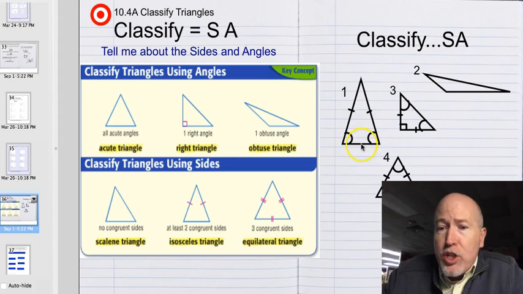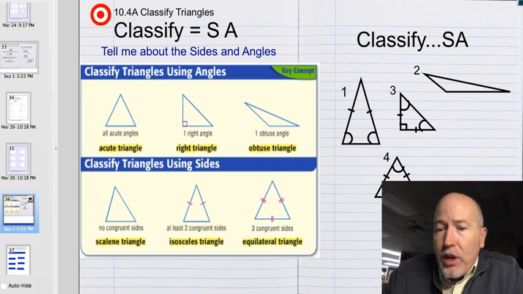Let's take a look. How about this triangle here? Classified by its sides and its angles. All right, you are correct. This guy here is an isosceles, and it is acute because all of its angles are acute. This one here is a right triangle, and it's isosceles. Look at these two sides are the same. This one here is an obtuse, and it's scalene. All the sides are different.